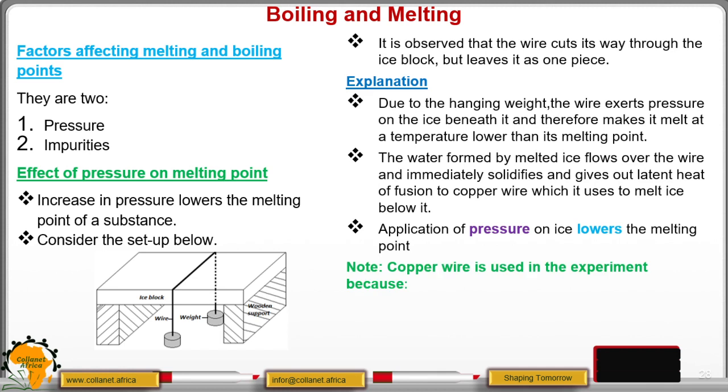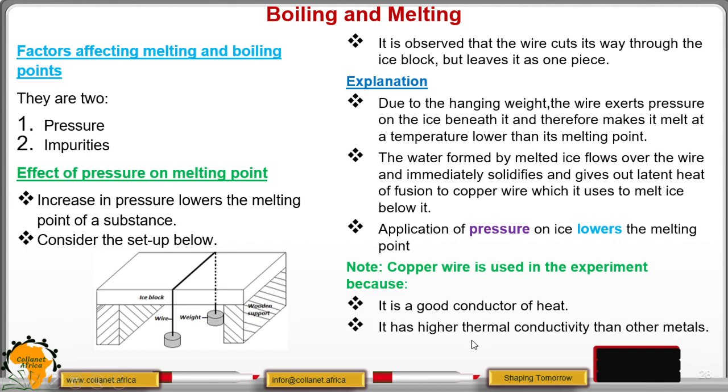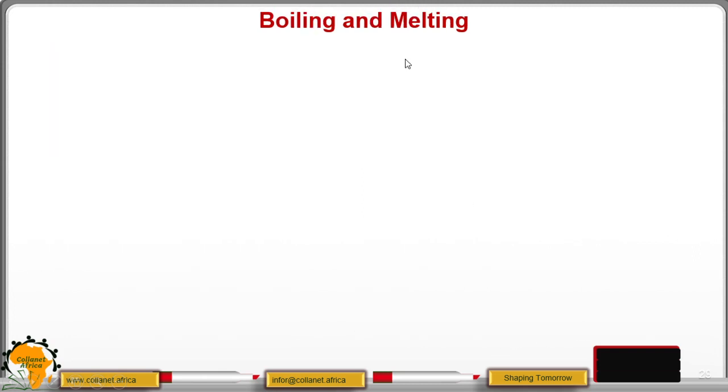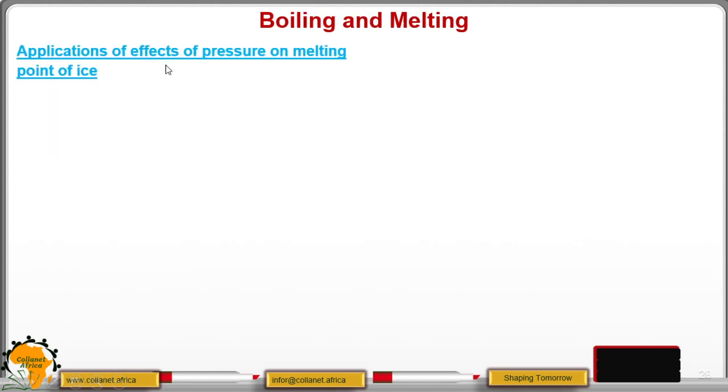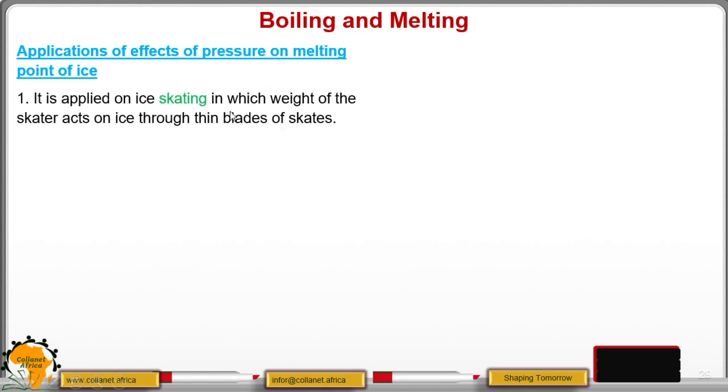Then from there, we need to ask ourselves, why are we using copper wire? One, it's because it's a good conductor of heat. And number two, it has higher thermal conductivity than other metals. From there, we can move to applications of the effects of pressure on the melting point of ice.